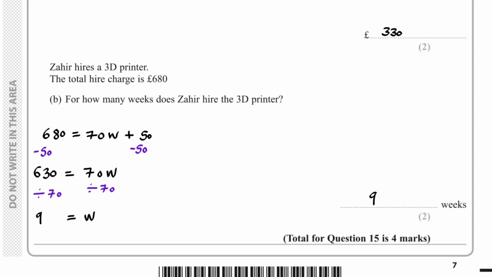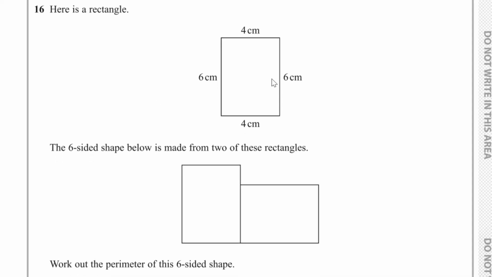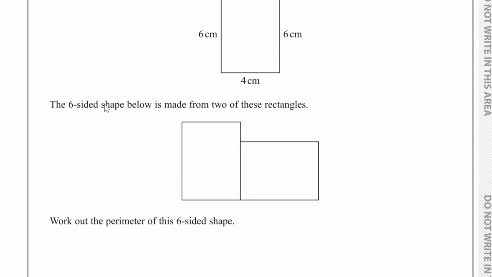Now for the next question, here is a rectangle. We have dimensions 4 centimeters and 6 centimeters, and the six-sided shape below is made from these two rectangles, and we have to work out the perimeter of this six-sided shape. Well, the smaller edge, that's 4 centimeters. Let's just add this on. We have 4 centimeters here, and the longer edge, that's 6 centimeters.